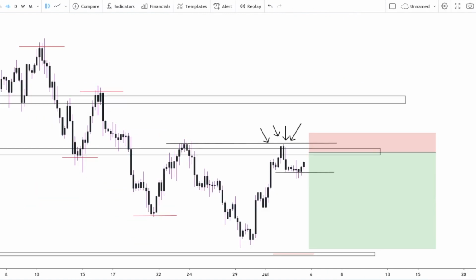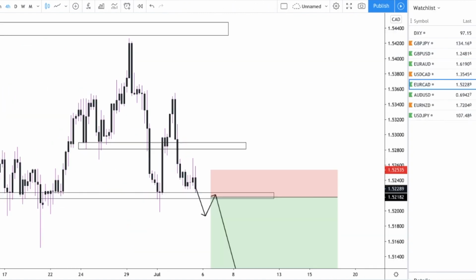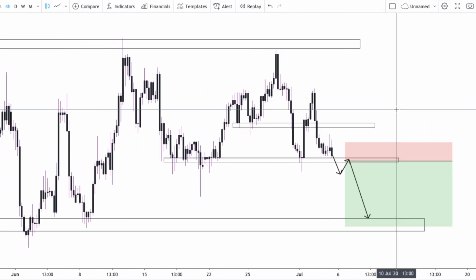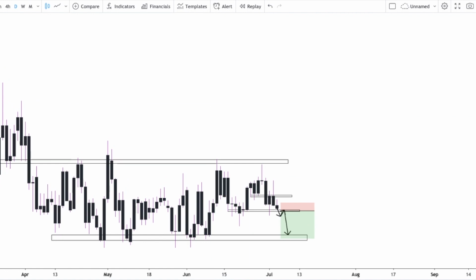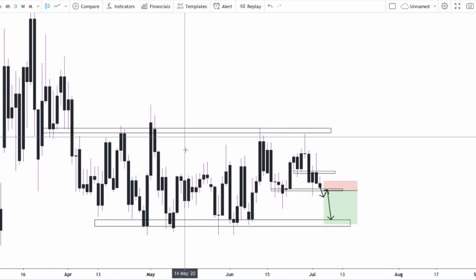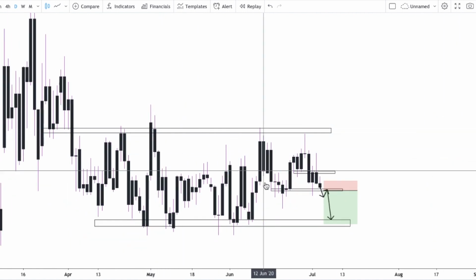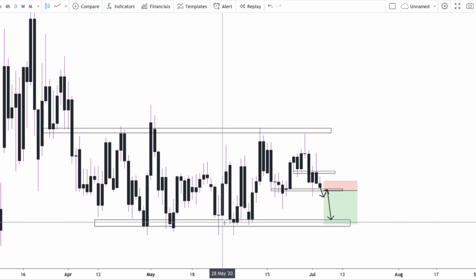Now the last setup I want to go over with you guys is EURCAD. Overall we're just moving sideways. There's no clear directional bias on this. We have a key level of resistance at the top right here and a key level of support at the bottom right here, which price happens to be respecting.